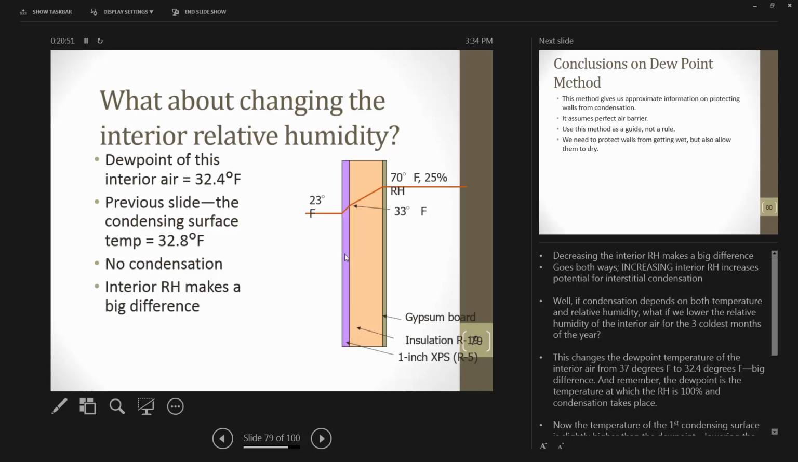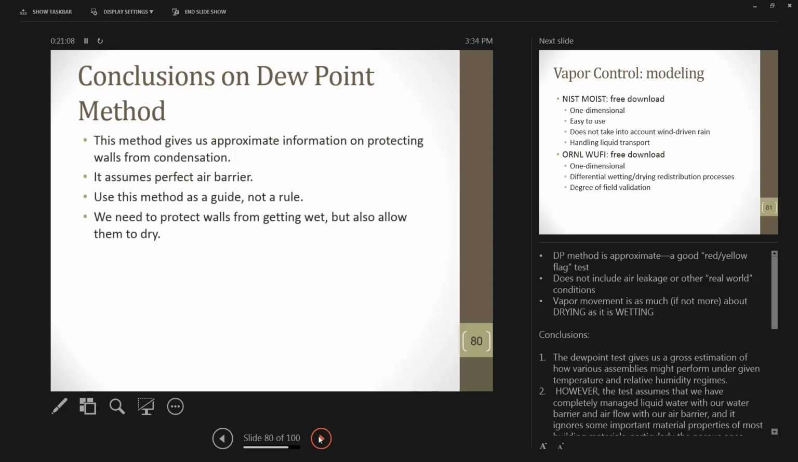Is the 70 degrees there the temperature inside the house? Yeah, that's inside the house. And this angle is the temperature drop inside the wall cavity. So the whole point, forget about all these slides for now, is that trying to evaluate the wall assembly using just the dew point method is going to be incomplete, and it may or may not give you a true picture of your wall performance.